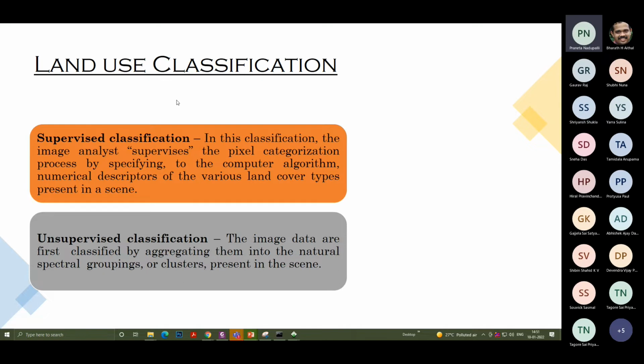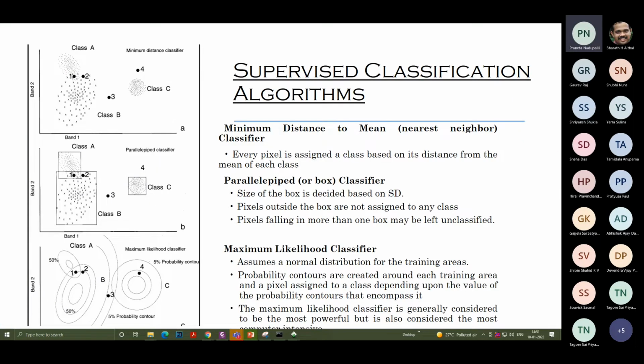So in detail, if we see supervised algorithms, one of the simpler ones is the minimum distance to the mean. So every pixel is assigned a class based on its distance from the mean. The one which is closest to the mean is grouped into that class. Like if the pixel is closest to the mean of the class, it is automatically grouped into that class.